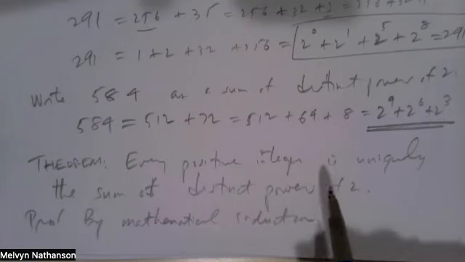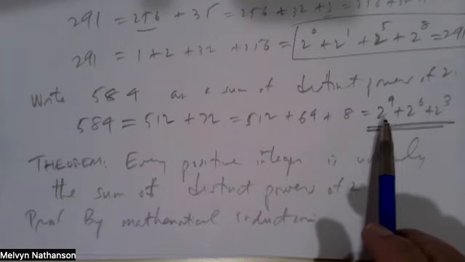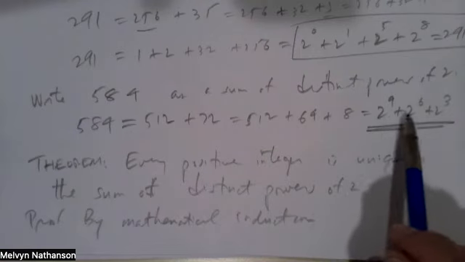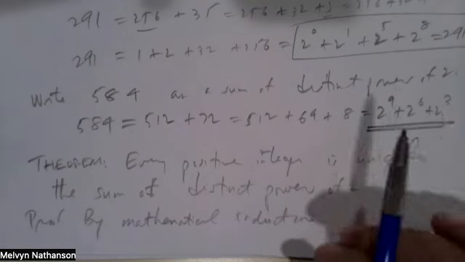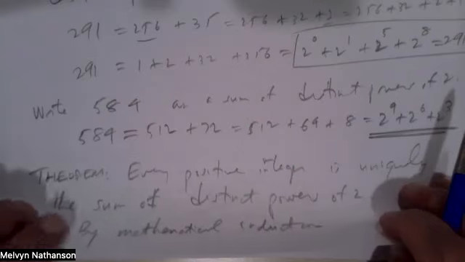It says for every positive integer, there exist distinct powers of 2 that add up to that integer. And uniqueness says those powers of 2 are, up to order, the same, because you can write them and rearrange the order. So let's prove that.